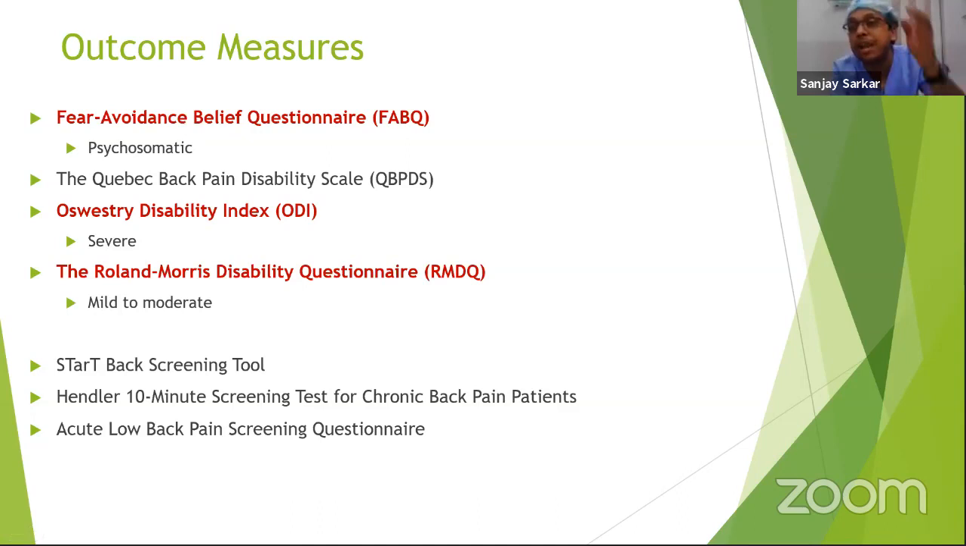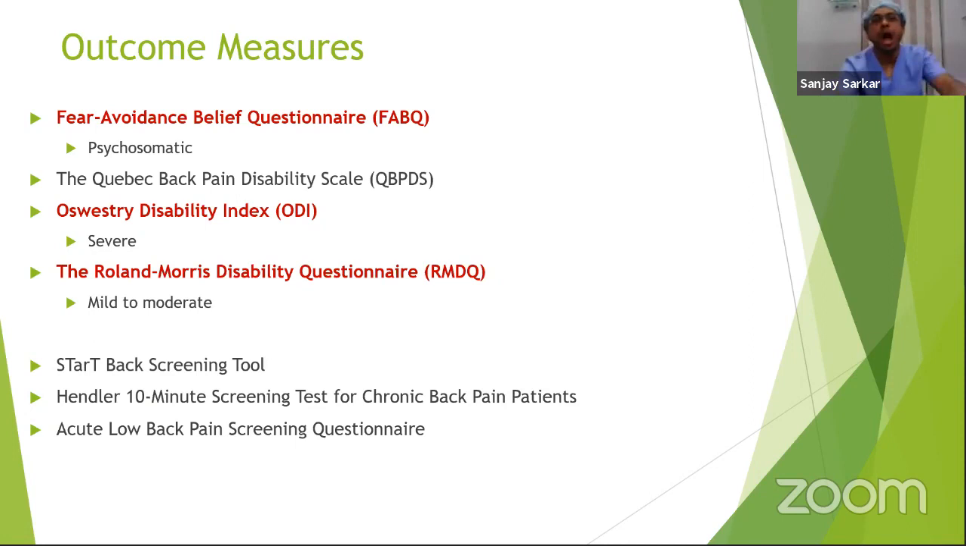So the FABQ, the ODI, and the RMDQ. These 3 outcome measures, the patient himself or herself can fill up. And that is a better way of utilizing my time and the patient's time too. About the Quebec one, the patient will not be able to fill it. You have to fill it for the patient because there are other tests that you need to do.